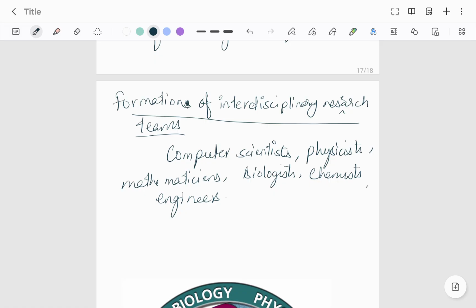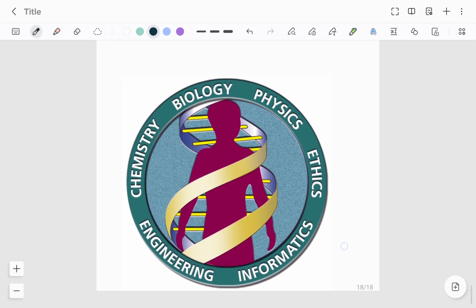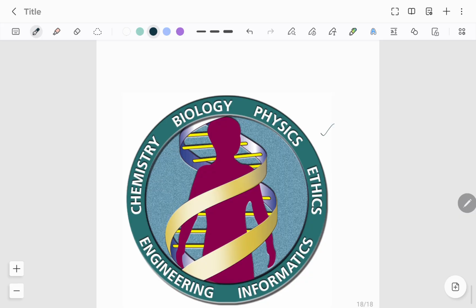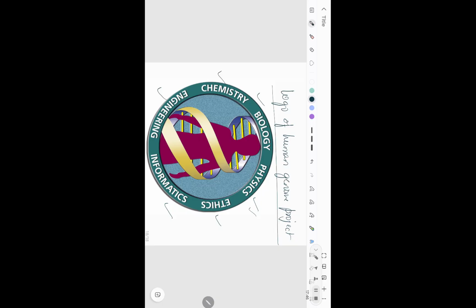For example, whatever proteins are there inside a cell, what they are doing. If you have to study genomics or proteomics, in all of that you need the entire team. You can see the logo of the Human Genome Project here, in which you can see biology, physics, ethics, informatics, engineering, chemistry. Everything is involved, multiple fields are involved.